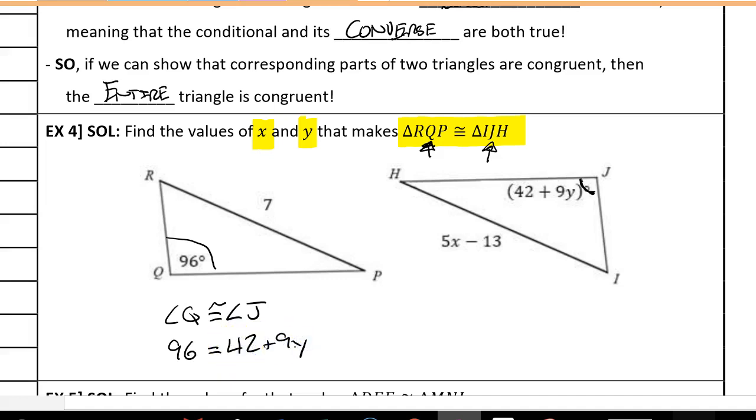Well, this is just an algebra problem that we can go ahead and solve. Subtract 42 from both sides gives me 54 is equal to 9y. So therefore, y is equal to a value of 6.